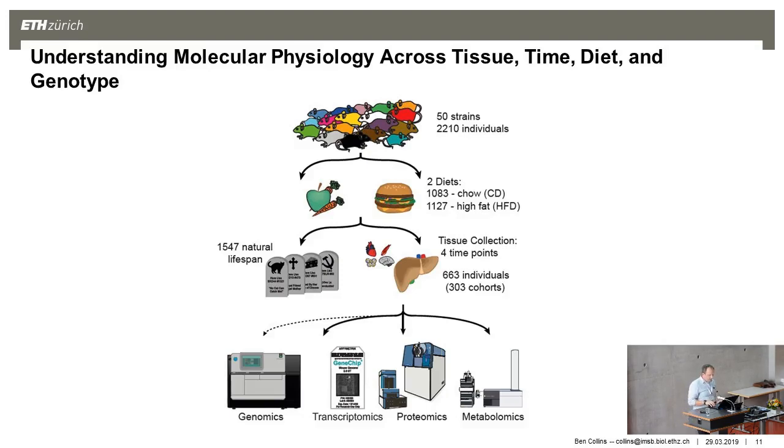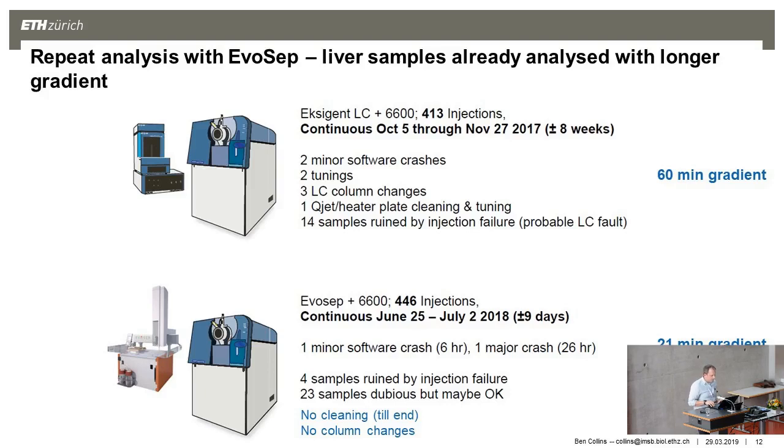So we thought that this would be an interesting test case for the Evosep method. We had already acquired data on roughly 400 of these mice using our more standard workflow on the 6600 with the Eksigent nano-LC using a 60-minute nano-LC gradient. We decided to take the same set of samples and inject these using the Evosep methods with a 21-minute gradient, a 24-minute method, which allows you to analyze 60 samples per day.